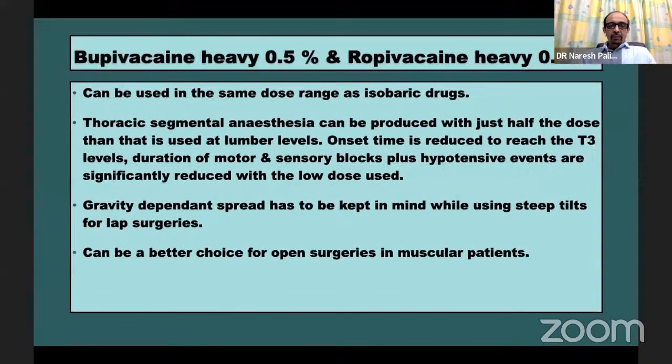Bupivacaine heavy 0.5% and ropivacaine heavy 0.75% can be used in the same dose range as isobaric drugs. Thoracic segmental anesthesia can be produced with just half the dose that is used at lumbar levels. Onset time is reduced to reach T3 levels. Gravity dependent spread has to be kept in mind. Can be a better choice for open surgeries in muscular patients.